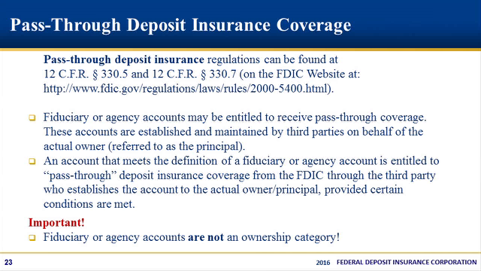An account that meets the definition of a fiduciary or agency account is entitled to what the FDIC regulations describe as pass-through deposit insurance coverage. What we mean is that the deposit insurance coverage will pass from the FDIC through the third party who establishes the account to the actual owner or owners of the funds. Therefore, depending on the ownership of the funds, a fiduciary or agency account may be covered under any one of the 9 deposit insurance ownership categories.